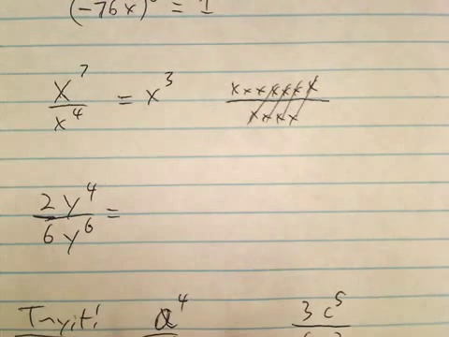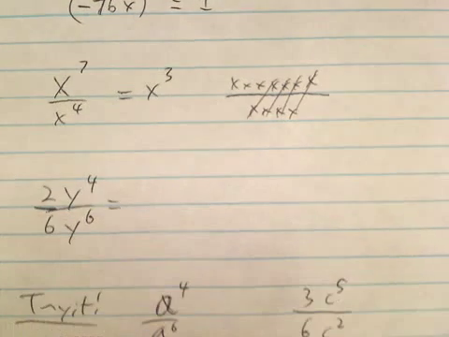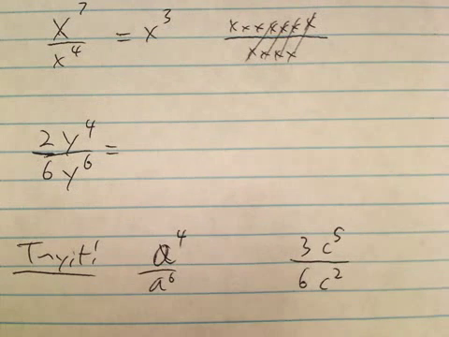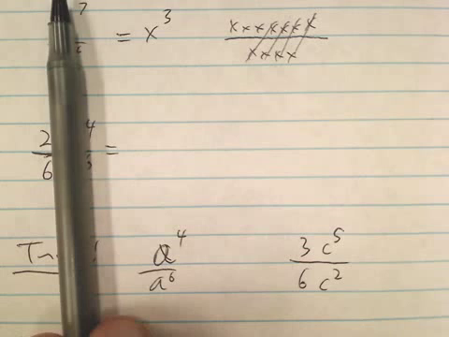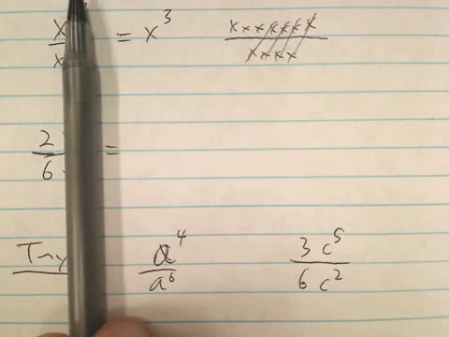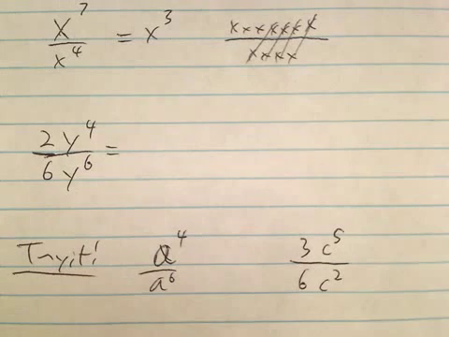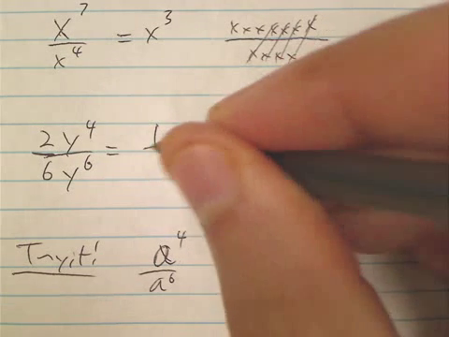So let's look at one that has a little more juice to it. When you have numbers out front, you just treat it like a regular fraction. So ignore the rest of it, and I just have 2 over 6. So that reduces to 1 over 3. Both the numbers are even, I can take half of both of them. So that's 1 over 3.